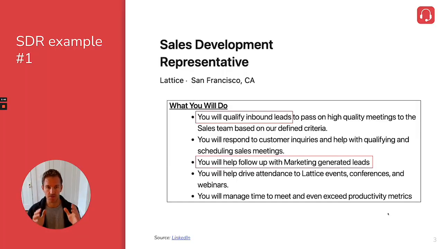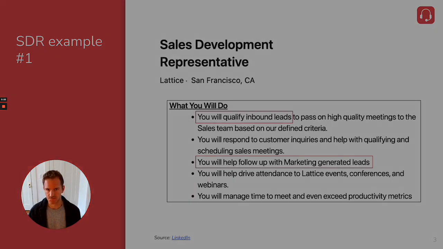Next, we're going to look at some job descriptions from actual job postings to get a sense of, in employers' and tech companies' own language, what SDRs and BDRs and ADRs do. This is a job posting for a sales development representative posted by Lattice. This section that we've screenshotted out of the job description is the responsibility section, or the what you're going to be doing in this job section. You can see that two of the main responsibilities for an SDR at Lattice are qualifying inbound leads and following up with marketing generated leads.